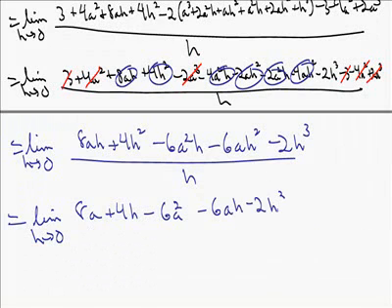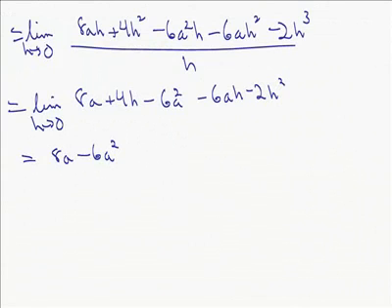This has 0 in its domain, so it's continuous there as a polynomial. Plugging 0 in for h, what do we get? 8a minus 6a squared, and that's it. 8a minus 6a squared. And so now we can find in part b, for example, the slope of the line tangent at, say, 1, 5.